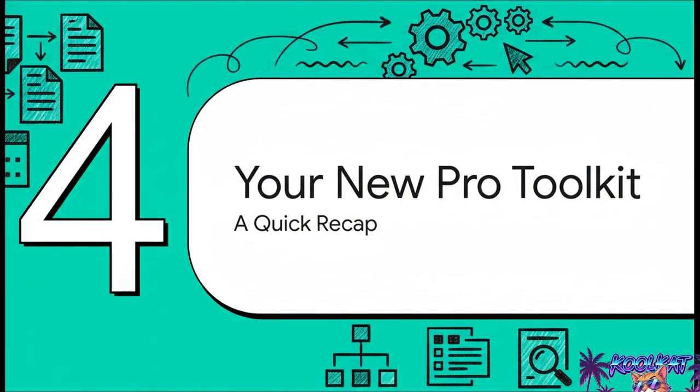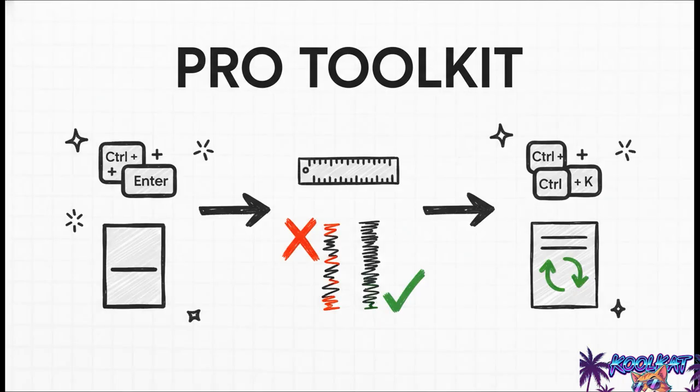Okay, I know that was a lot, but I promise you, mastering these 3 simple things will fundamentally change how you use Word. So let's do a quick recap of your new Pro Toolkit. So here's the bottom line, the 3 keys to remember. 1. For clean new pages, use page breaks with Control-Enter. 2. For perfect alignment, use the ruler for your indents and tabs, never ever the spacebar again. And 3. Use hyperlinks with Control-K to make your documents easy to navigate and truly interactive.